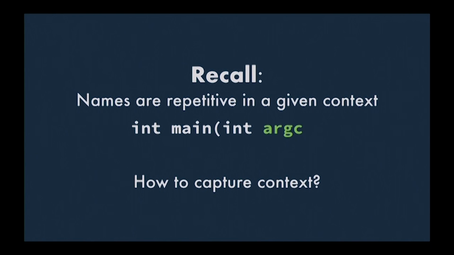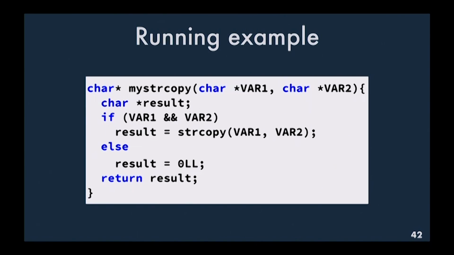So remember, names are repetitive in a given context. This was the whole reason why this research works. So the question here becomes, how do we capture this context? We know that names are repetitive in a given context, but how do we capture this context? And we do this in a number of ways. I'll give you some examples. So just to walk through a running example, here's a small, simple program that copies, I guess, the contents of a string into another one.